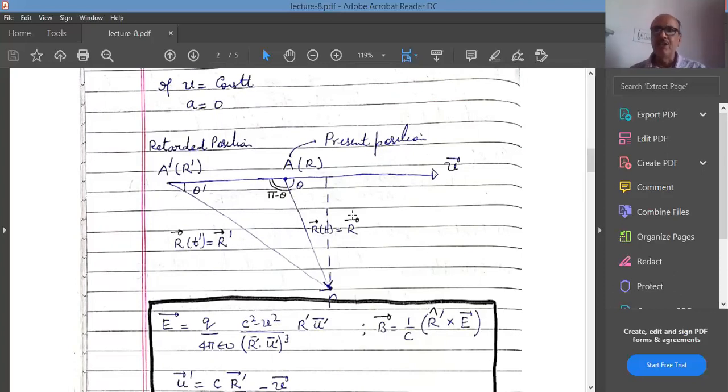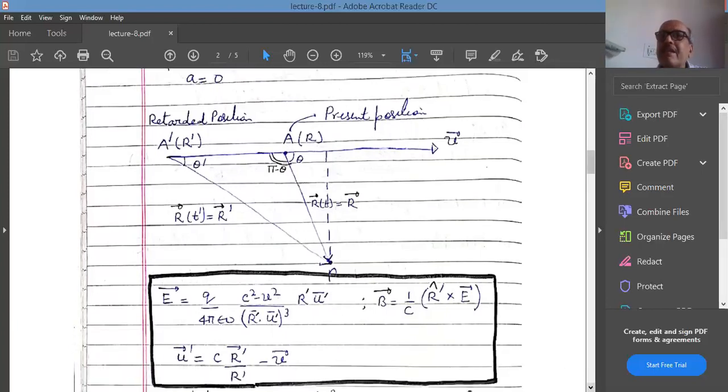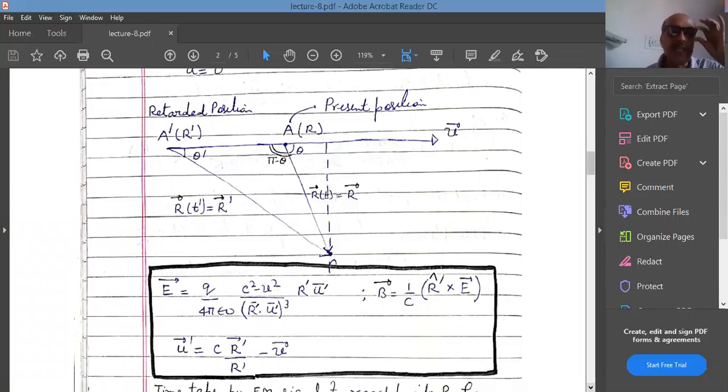So be careful, whatever we wrote previously as R is now R dash, and we have to express these expressions in terms of the vector R, the present position. So our task is to rewrite those expressions from the retarded position vector R dash to the present position vector R. Theta dash is the angle made by the position coordinate of the point of observation from the retarded position with the velocity, and theta is the angle between this line and the present position of the charged particle.